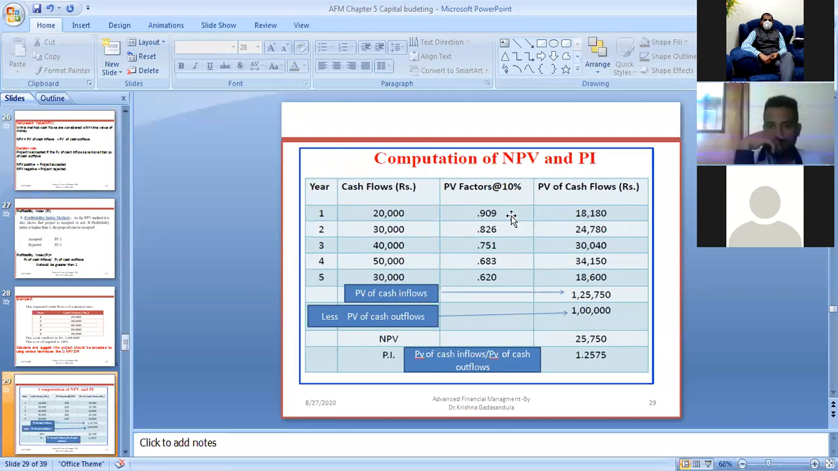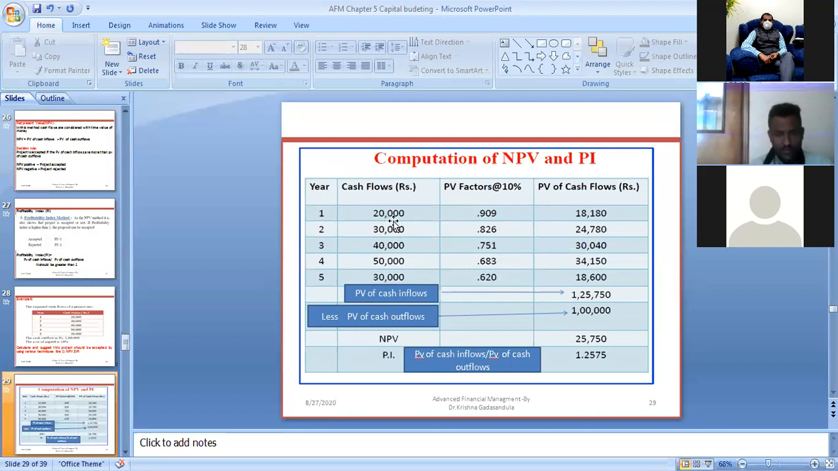At 10%, we are discounting with 0.909, 0.826. This is a table value. I'll send you the table values, and you can take those table values to the examination also. So this is the 10% discounting factor. PV means present value, which means discounting. It is a discounting technique. So these are the values for 5 years.